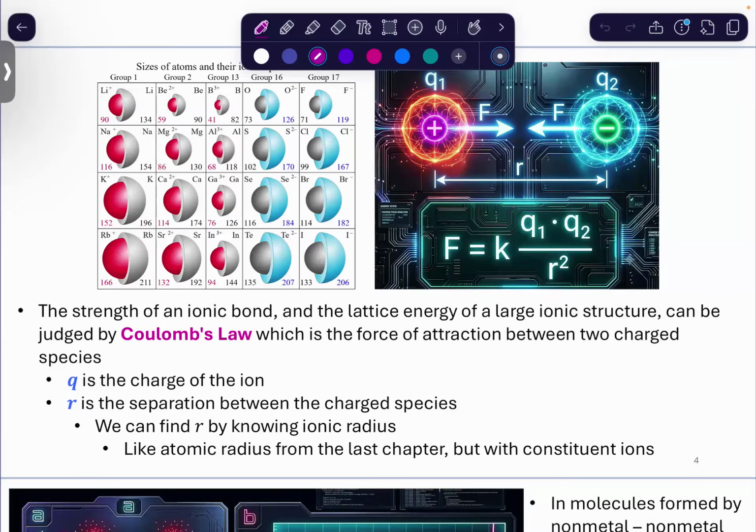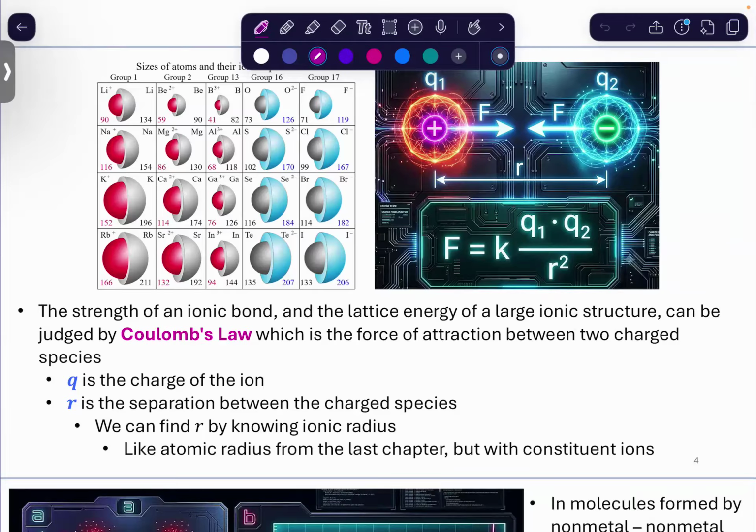So here's a look at Coulomb's law. Coulomb's law is a force of attraction between two charges, or it could be a force of repulsion. In this case, we're looking at force of attraction. That force of attraction is actually going to be the bond energy in the ionic system. And so see here you have your Q1 and Q2. That's the charge of the individual ion. And then your R is the distance between the two ions, which is going to have to do with ionic radius.